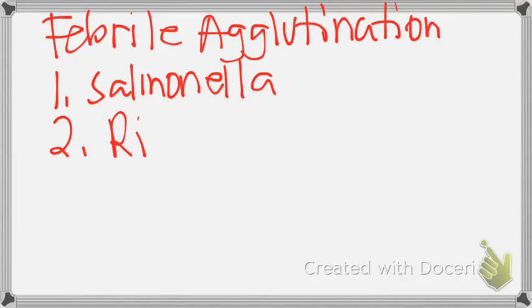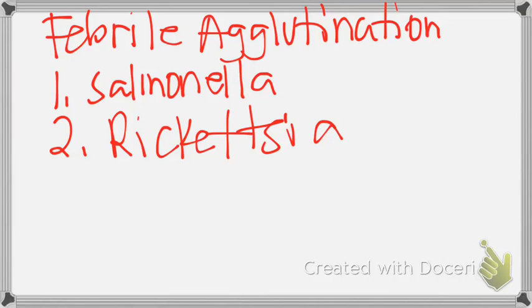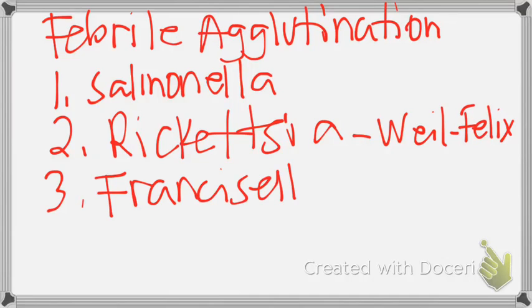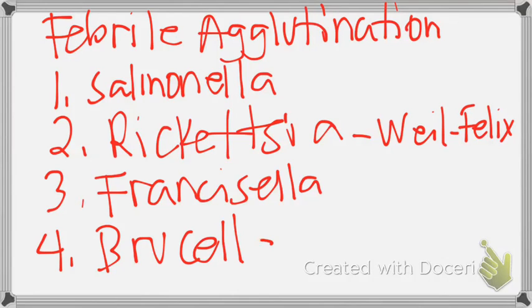Then second one would be the Rickettsia. Rickettsia could cause typhus fever, which could be diagnosed using the Weil-Felix test. Then Francisella, which could cause tularemia or the glandular fever. Then, of course, Brucella, which could cause brucellosis or the undulant fever. So all of these are part of the so-called febrile agglutination test. Okay?